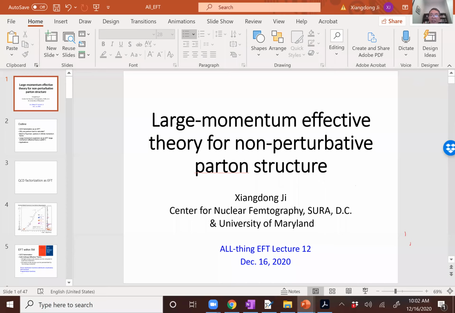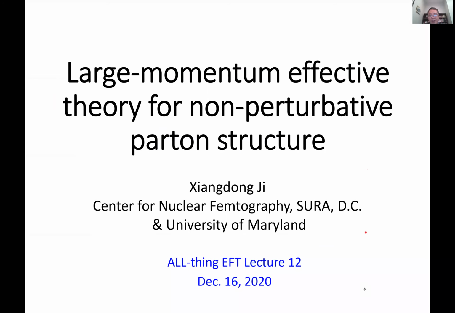Okay. All right. So thank you to the organization committee for inviting me to give this talk on large momentum effective theory. We had a lot of fun in the last few years trying to calculate the non-perturbative Parton structure of nucleons and other hadrons using lattice QCD and an effective theory.